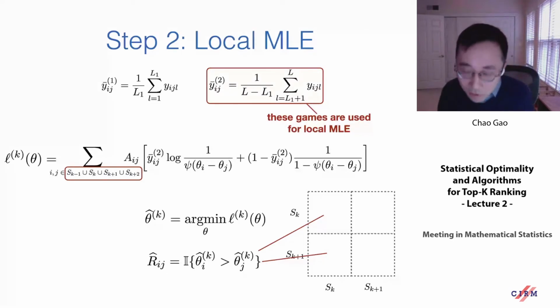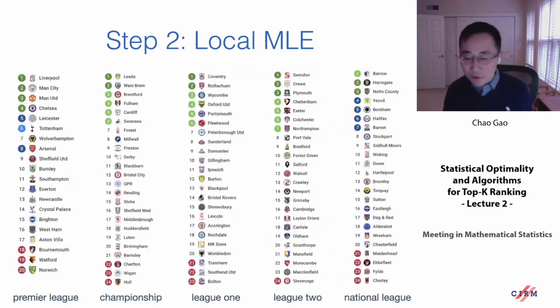So even though we only work with the k-th block and the (k+1)-th block, it turns out the definition of the MLE also depends on the previous league S_{k-1} and the next league S_{k+2}. This subtlety is actually necessary to achieve statistical efficiency. And I want to explain what's happening here by an example of the English Premier League.